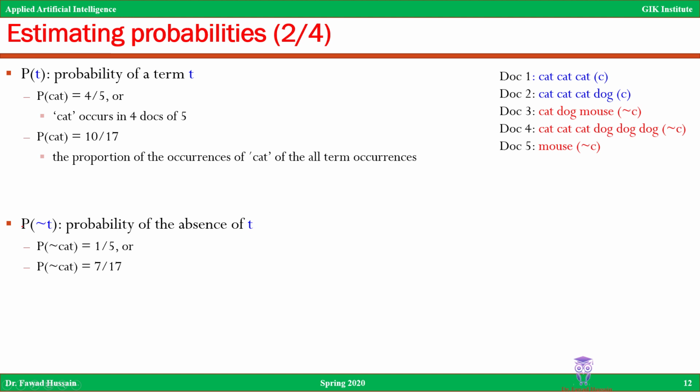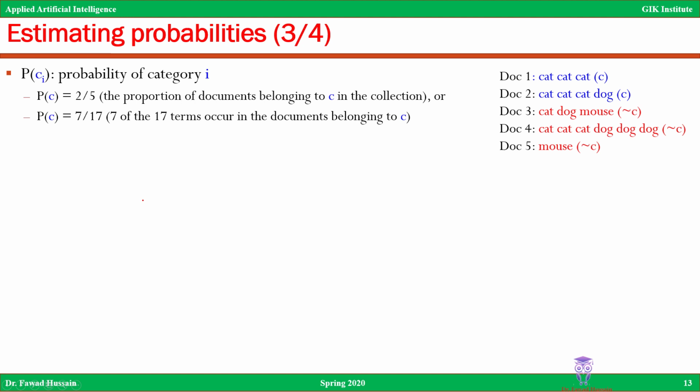What's the probability of not T? For the rest of the lecture, I'm going to be using the first method. So for me, if a word occurs once or twice, it's just the same thing. It's a yes or no. The word occurs or doesn't occur. So what's the probability of not T? Not T means the word cat does not occur. There's only one document where cat does not occur out of five documents. So that probability is 1/5.